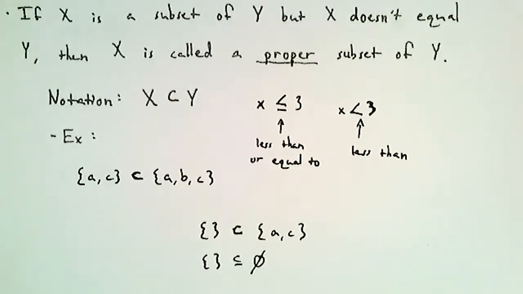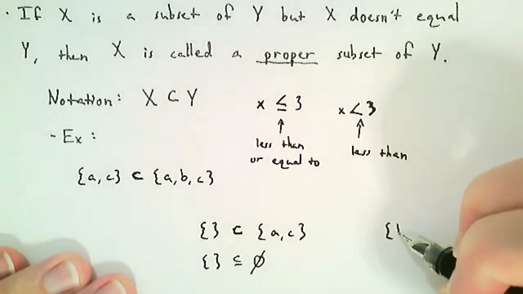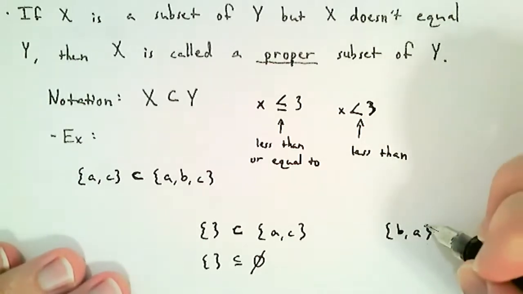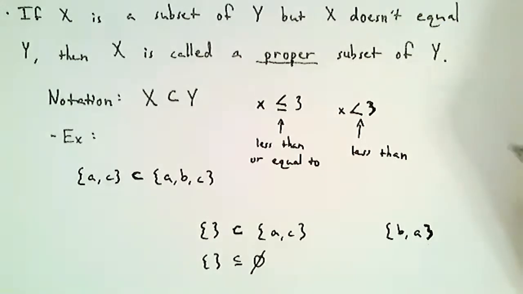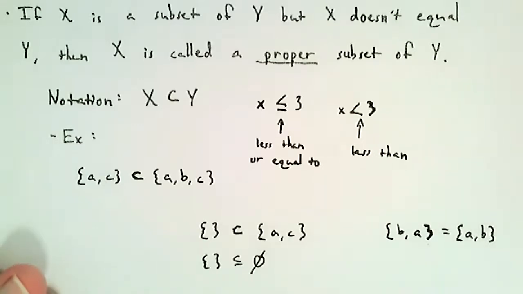And there was another question, would the set BA be proper? And the answer is yes. So with sets, the order that you put things in doesn't matter. This is exactly the same as this set. Usually when you're writing things like this down, you would probably put it in alphabetical order just because it's a good way to organize things, but it doesn't actually matter. They're still the same.